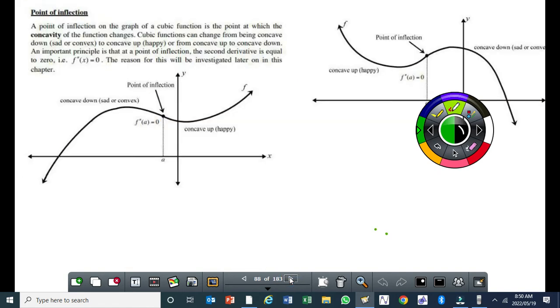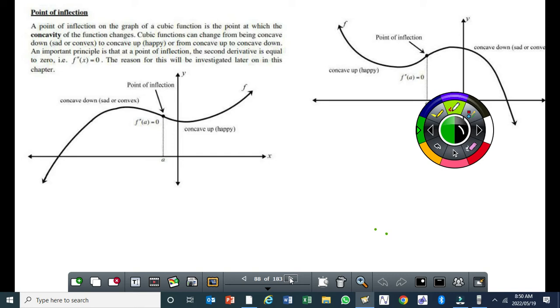Now, point of inflection. I've got 10 minutes. Don't write anything. Can you put your pens down? Don't write anything. Now, the point of inflection.